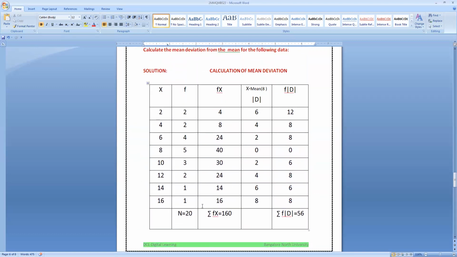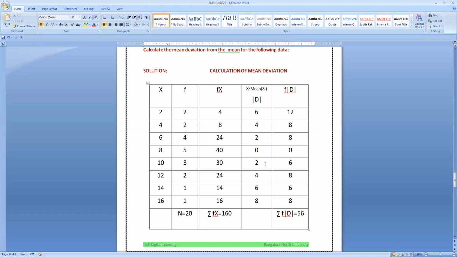Now we'll have to go for calculating the column of deviations. X minus mean is the deviation value, that is d. So x is 2, 2 minus 8 it becomes 6, 4 minus 8 is 4, 6 minus 8 is 2, 8 minus 8 is 0, 10 minus 8 is 2, 12 minus 8 is 4 and 14 minus 8 becomes 6, 16 minus 8 is 8.